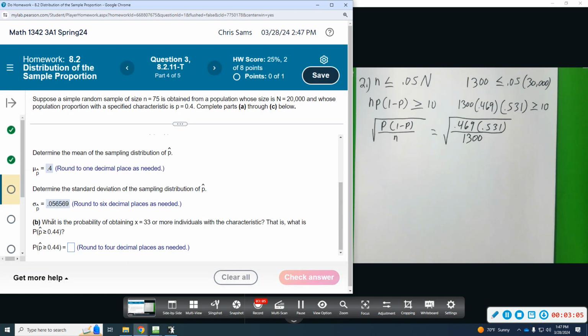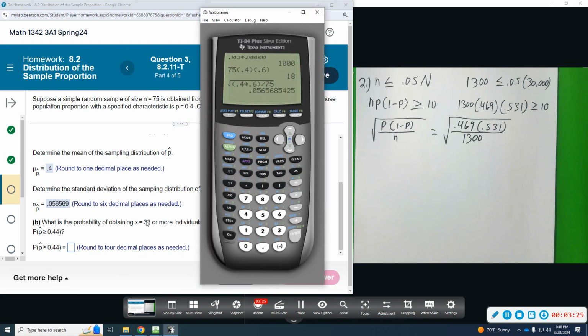All right, so now we're going to find the probability of obtaining 33 or more individuals with the characteristic. That is p hat greater than 0.44. So how did they get this 0.44? Remember, p hat is equal to x divided by n. So x is 33 divided by n, which is our sample size 75. This is how they're getting that 0.44. Some problems may not give that to you.